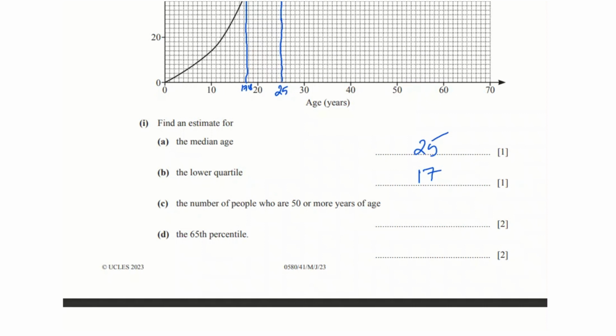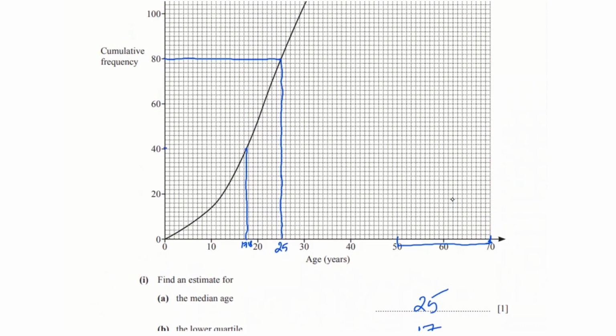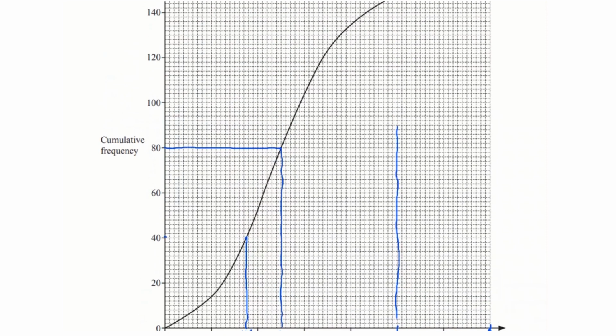Next, the number of people who are 50 and more years of age. 50 and more, that means this area. People who are 50 and more. So this 50, my lines are going over here and there, zigzag, but please use scales so that you get accurate answers.